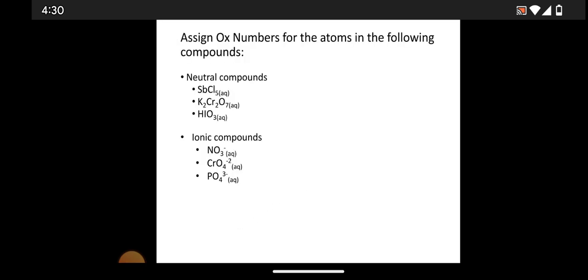So let's take a look at a couple examples. This first one, SbCl5. What I would start with for SbCl5 is knowing that chlorine has a -1 charge. I would consider that one the simple ion. And then there's 5 of them. So Sb would have to have an oxidation number of +5, so the whole thing can add to 0.